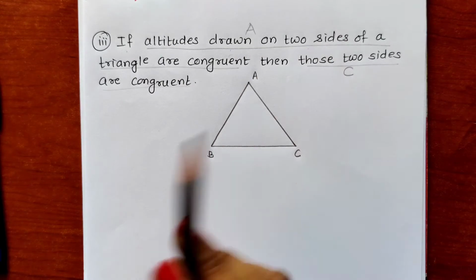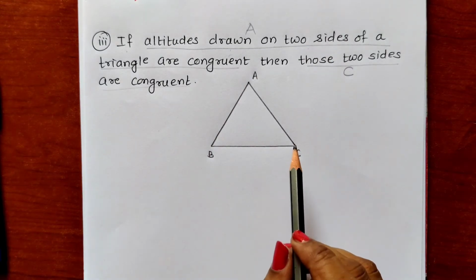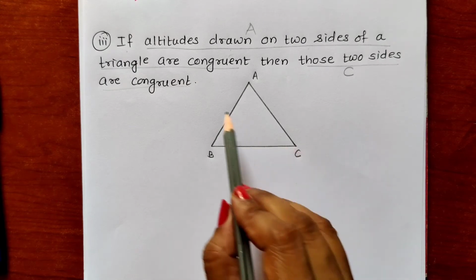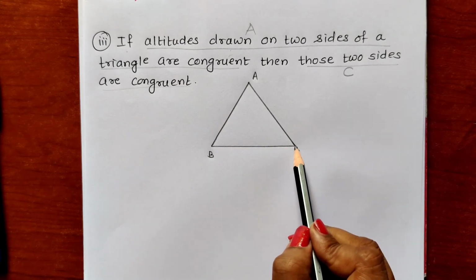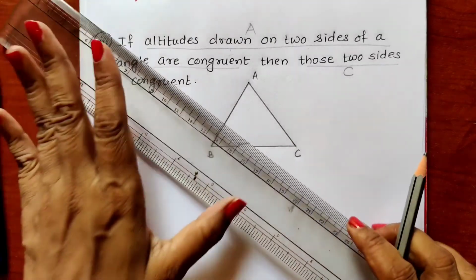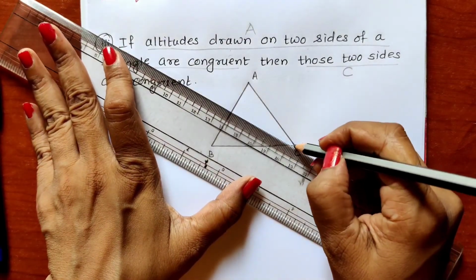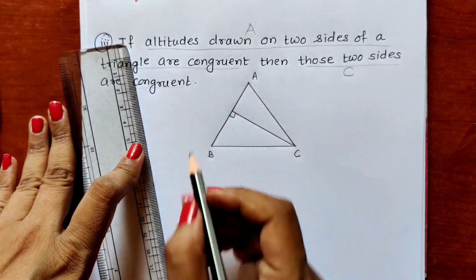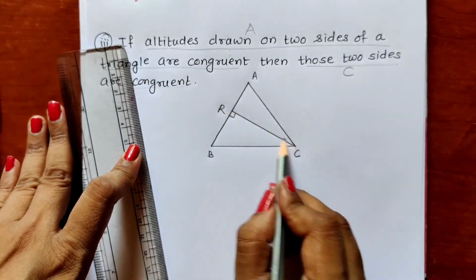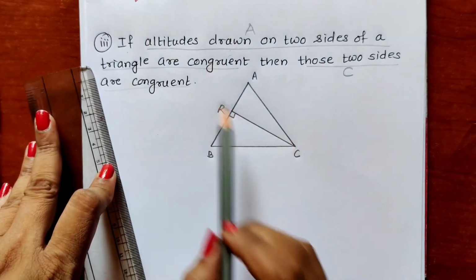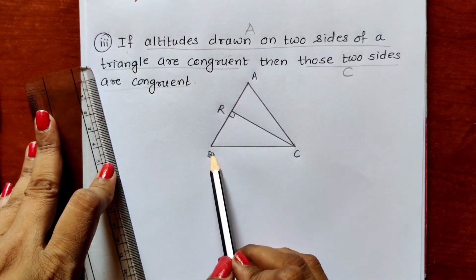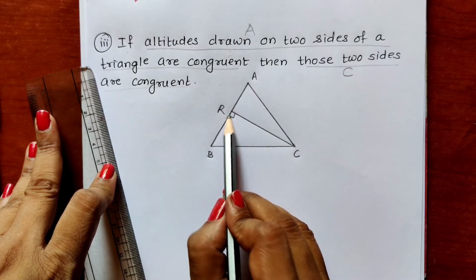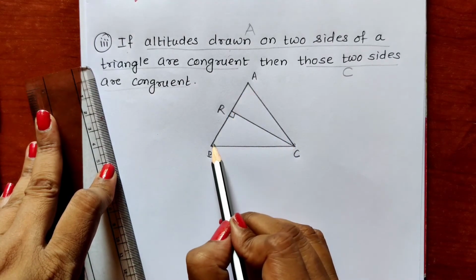Altitude drawn on two sides. We all know altitude means a segment which joins or which is perpendicular from the vertex on its opposite side. So if you take vertex C, its opposite side is AB. So from C we have to draw perpendicular on the opposite side AB. So this CR is the altitude from point C on opposite side AB. Correct? And it is perpendicular. We all know altitudes are the perpendicular segment. So CR is perpendicular on AB.